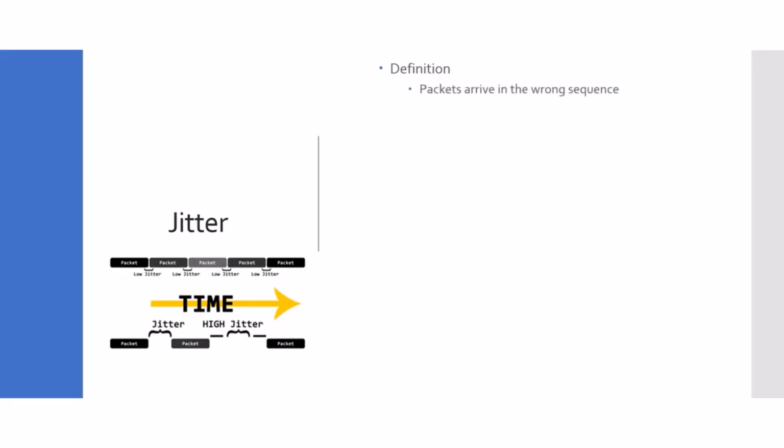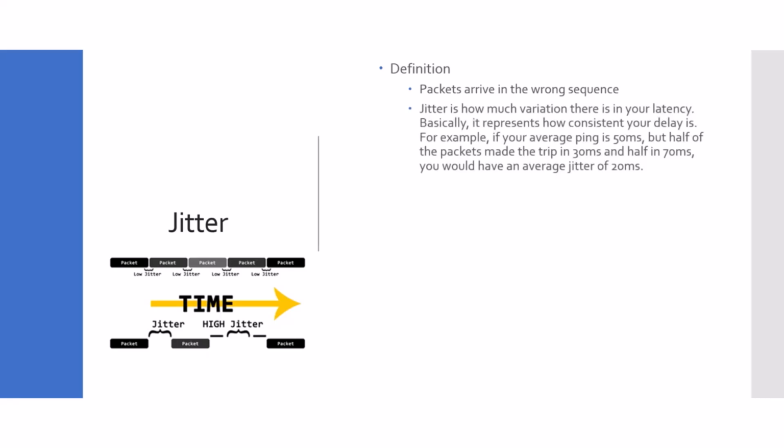Jitter is when the packets arrive in the wrong sequence. They arrive at the destination out of order. Think of jitter as a variation in your latency. It represents how consistent your delay is.